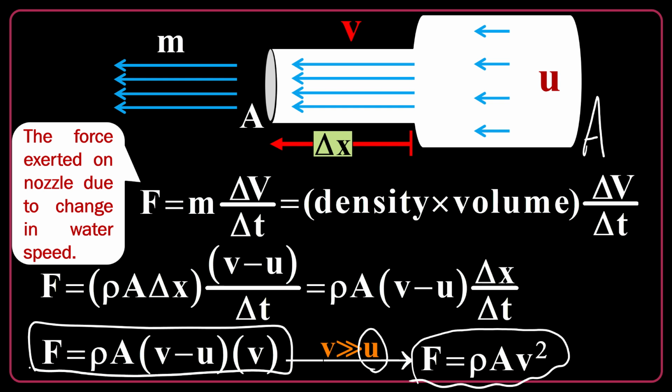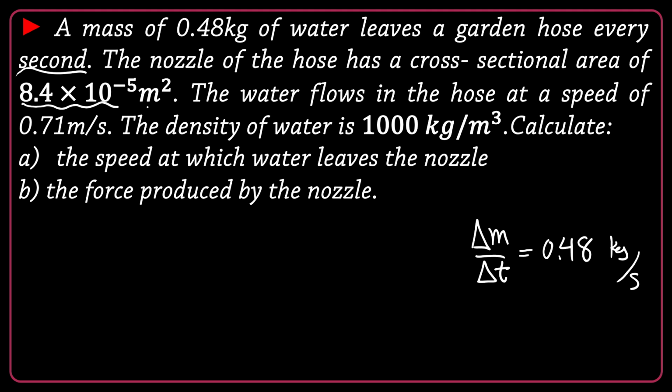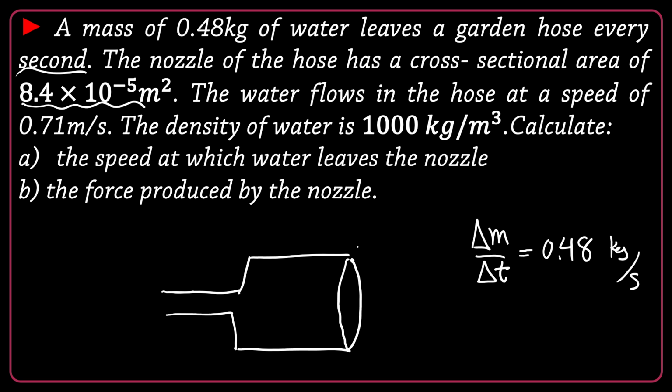Now let's consider a question. A mass of 0.48 kilogram of water leaves the garden hose every second. So here we have delta m over delta t, the rate of change of mass, to be 0.48 kilogram in every second, kilogram per second. The nozzle has a cross-sectional area of this. This is the output cross-sectional area. Be careful because the input cross-sectional area is the cross-sectional area of the hose.